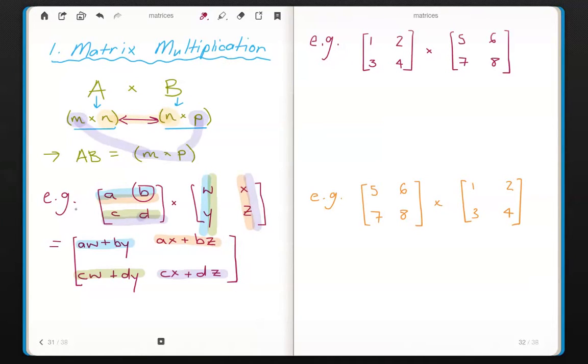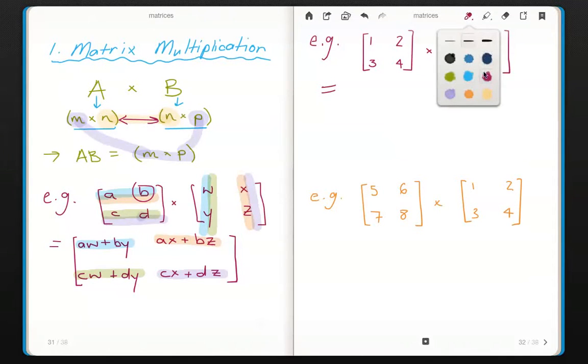So now we're going to try a real example. I have 1, 2, 3, 4 times 5, 6, 7, 8. Those are my two matrices. This here is a 2 by 2. This here is also a 2 by 2. And we know these two inside numbers are equal, therefore we can multiply. The outside numbers are 2 and 2, so we're going to have a 2 by 2 matrix as a result. What we're going to do is take the first row times the first column.